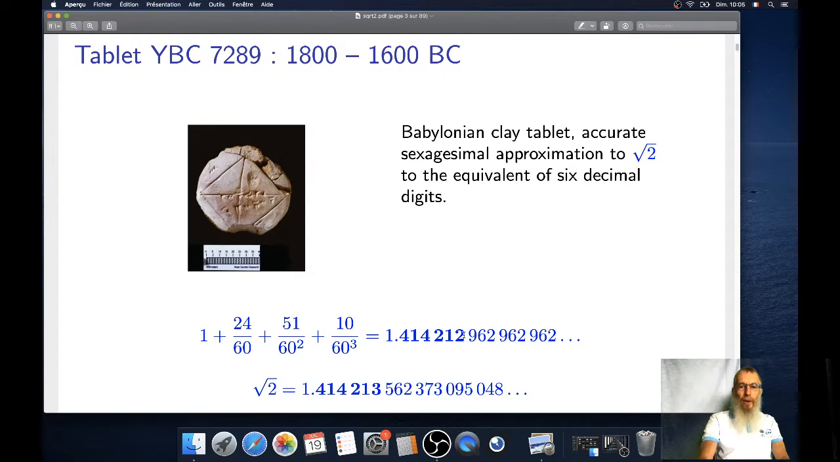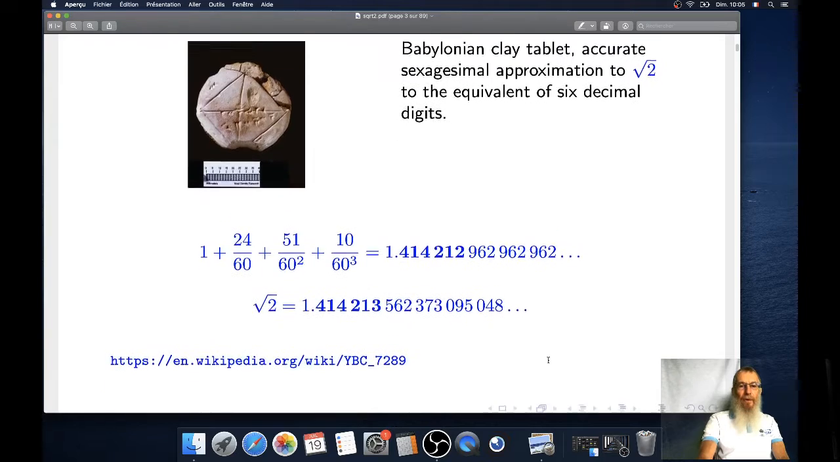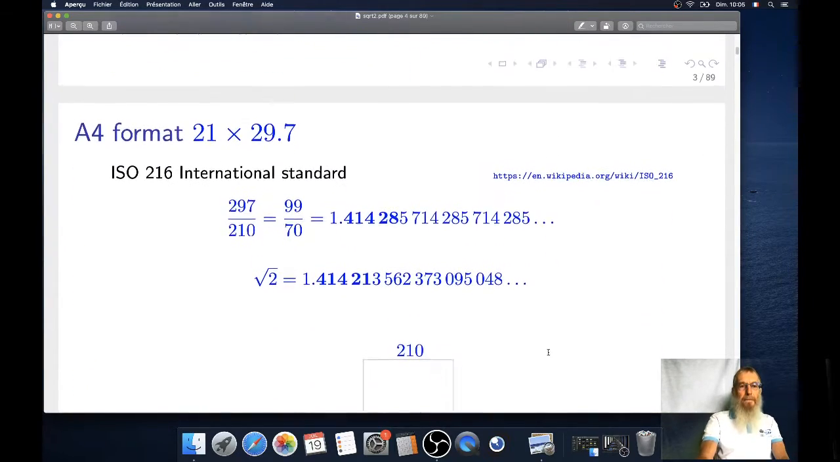You see, after the 1, which is here, you have 2, 9, 6, 2, 9, 6, and so on. But for square root of 2, you see that it is not the same, it is not periodic, at least as far as the first decimals are concerned.